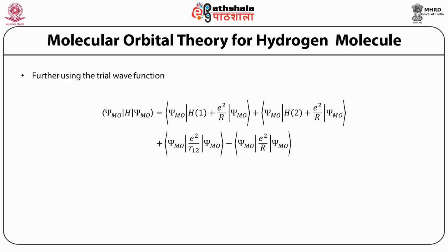psi MO H1 plus e square upon R psi MO plus psi MO H2 plus e square upon R psi MO plus psi MO e square upon R12 psi MO minus psi MO e square upon R psi MO. The above equation can also be written as psi MO is equal to 1 by 2(1 plus S) psi A1 psi A2 plus psi A1 psi B2 plus psi A1 psi B2 plus psi B1 psi A2.